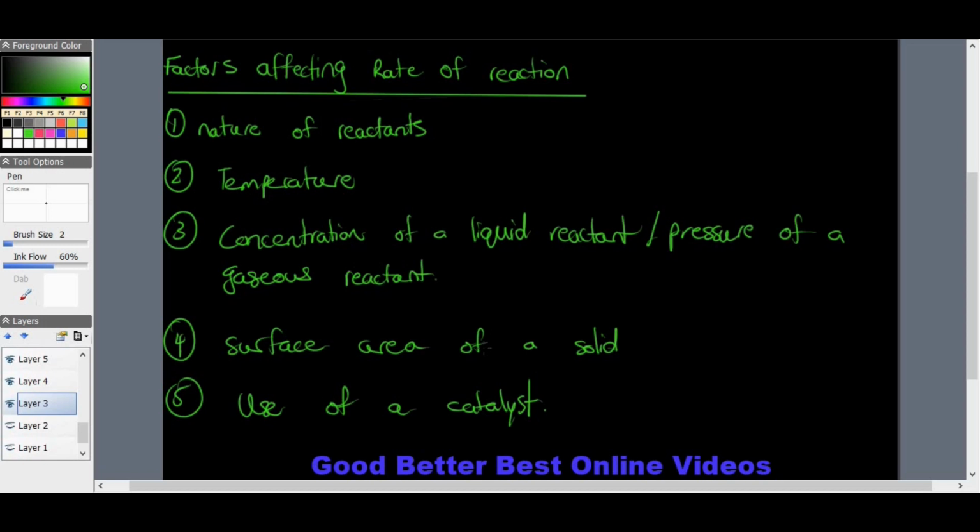Okay, so these 5 factors we must know, because they are examinable. They can be a multiple choice question, a 1-word question, or possibly a 1-mark question in the exam, where they ask you to name 2 things or name 1 thing that could affect this reaction. We must know to either speed it up, decrease it, or just affect it in general. We must know these 5.